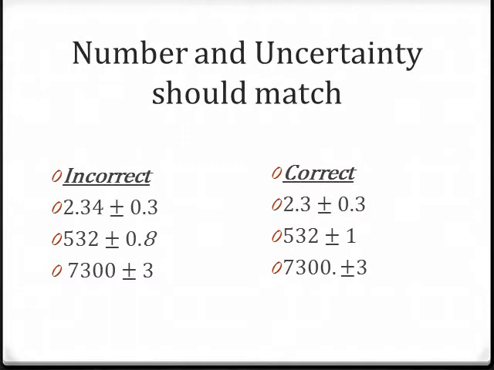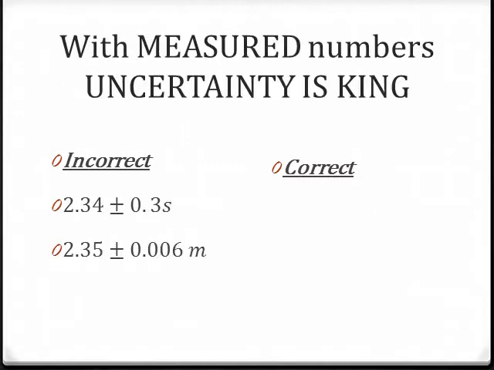But there is a method that you must follow to know which one you have to round: whether you round the number to match the uncertainty, like in this case, or you round the uncertainty to match the number. And we're going to teach you how to know which one to do. Which method to use depends on whether your number was actually a measured quantity or a calculated quantity.